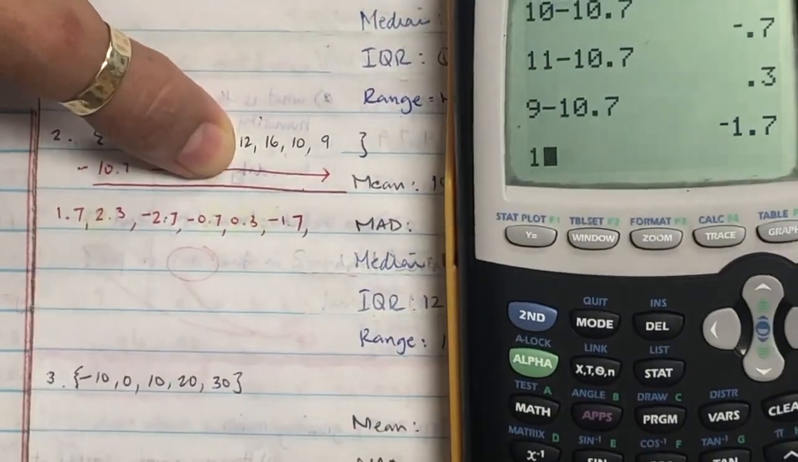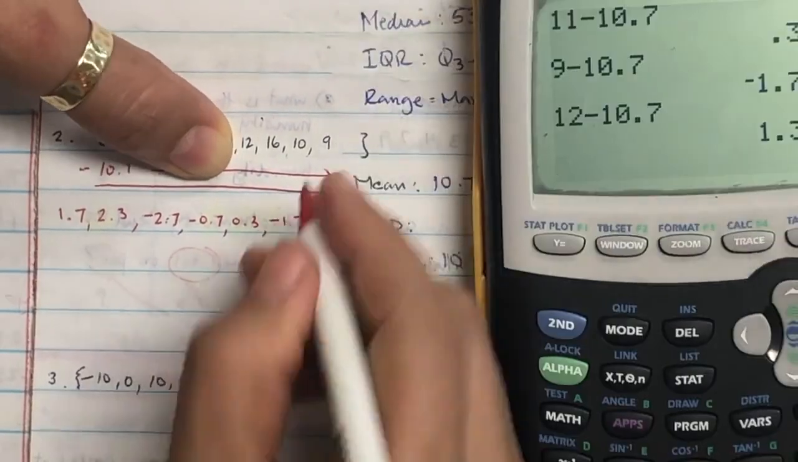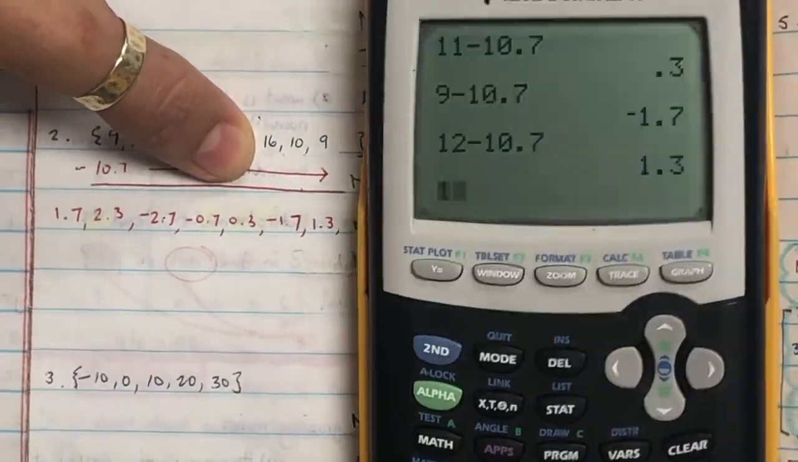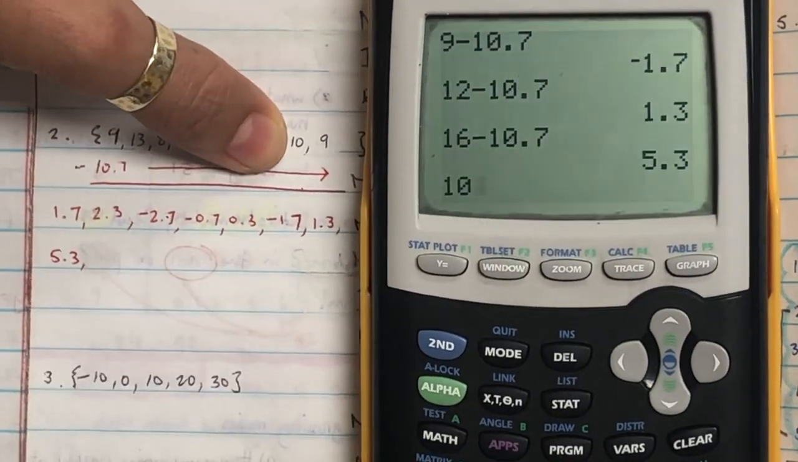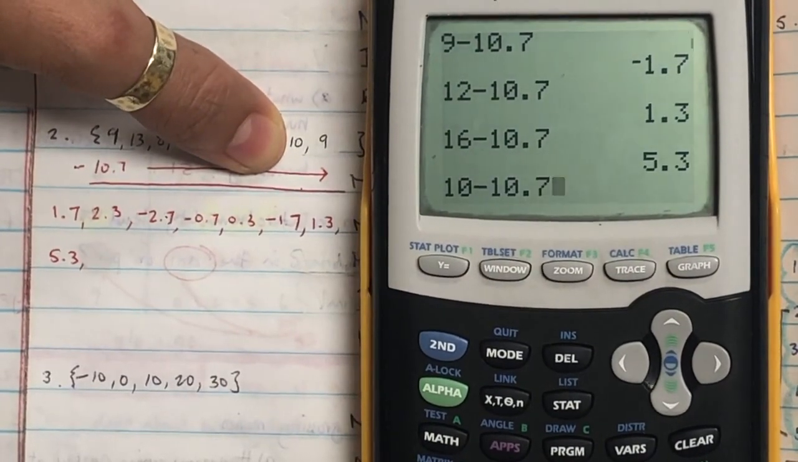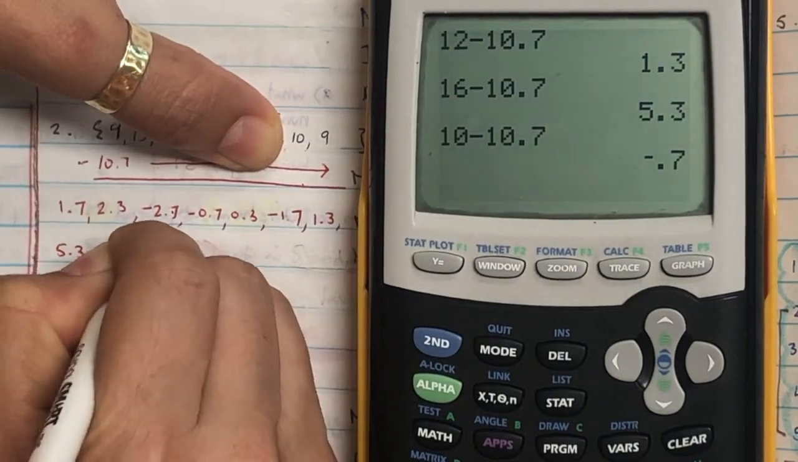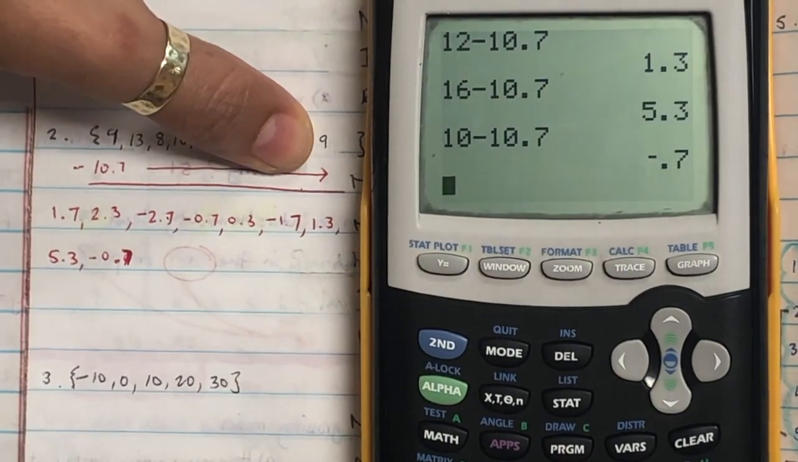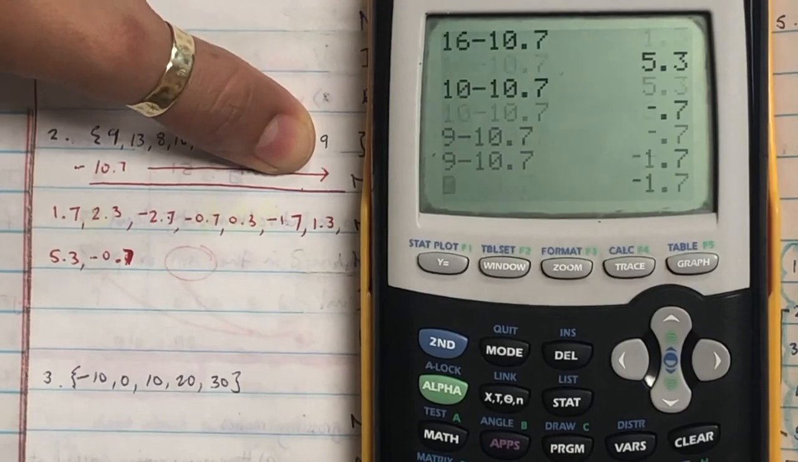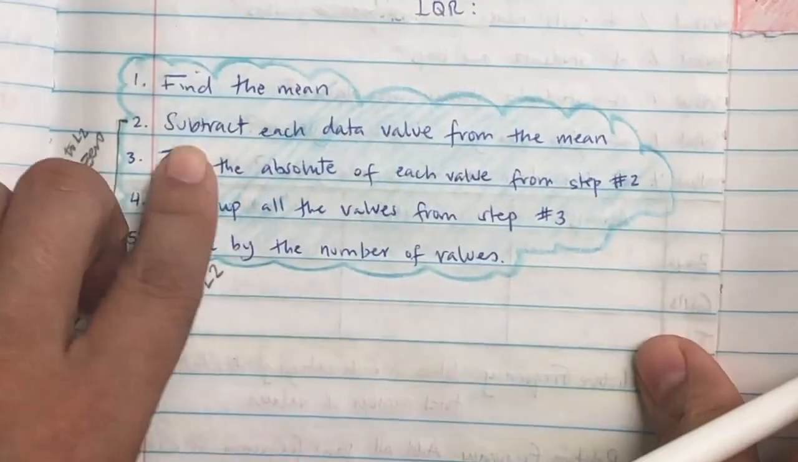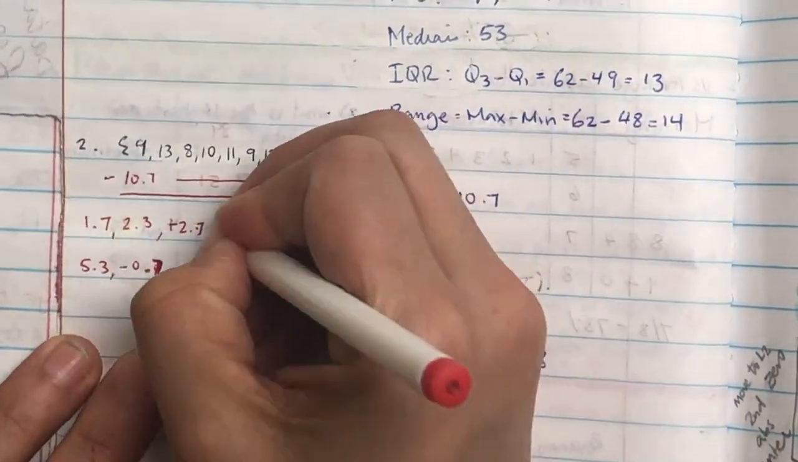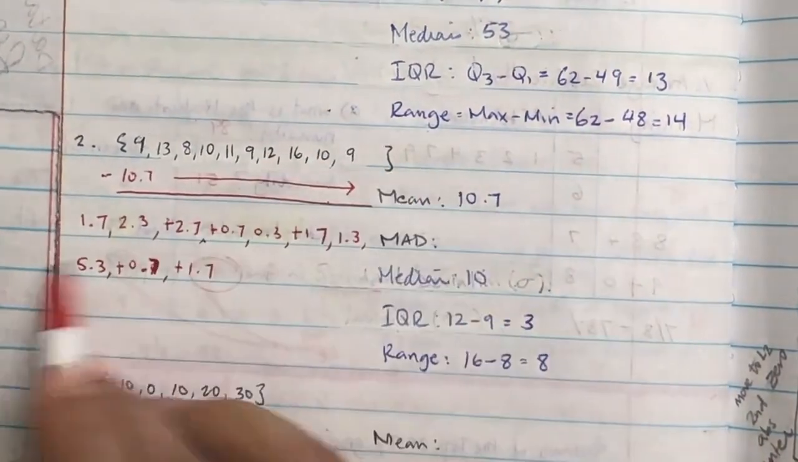And again, because it's called the mean absolute deviation, absolute, it means that we have to take the absolute value of all these numbers, which means we have to turn every single negative into a positive. This is a listening check. Color in mean 10.7.